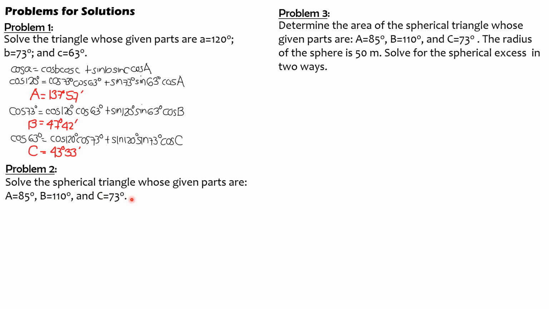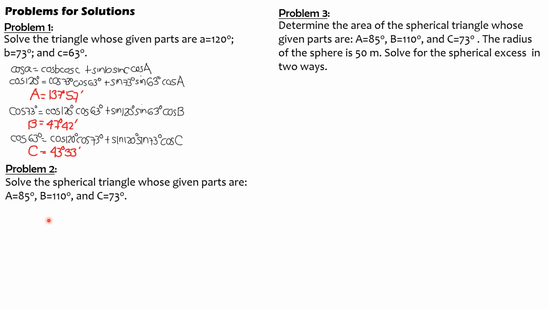Problem 2, solve the spherical triangle whose given parts are angles A 85 degrees, B 110 degrees, C 73 degrees. So this time the angles are given. So the law of cosines for the angles would be cosine of angle A equals negative cosine of angle B cosine of angle C plus sine angle B sine angle C times cosine of the side opposite to angle A.